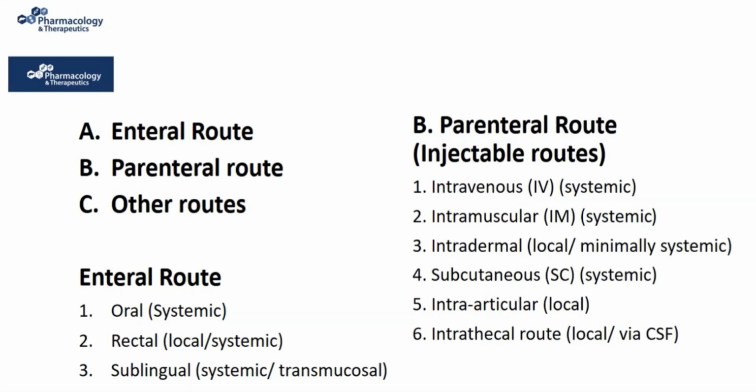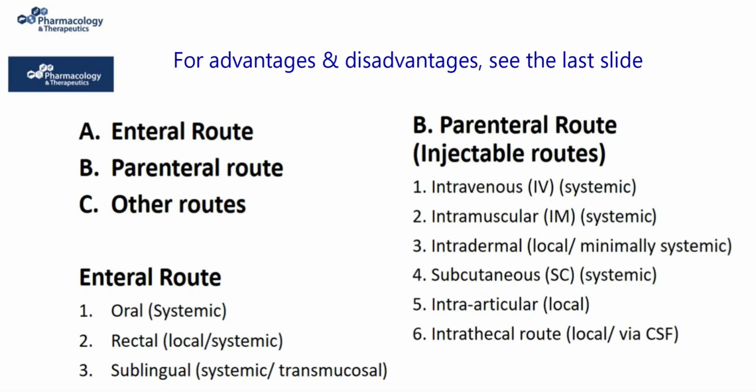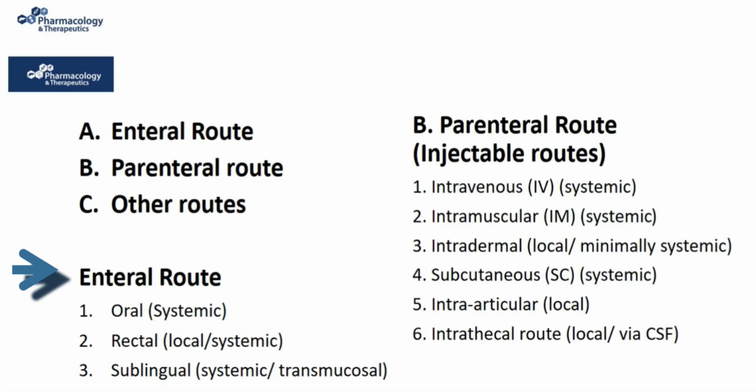Mind you, all these routes have certain advantages and disadvantages. Enteral route. Enteral route involves the administration of drug via the GI tract or the alimentary canal. It is further subdivided into oral, rectal, and sublingual routes. Or we can say that both ends of the GIT are utilized.